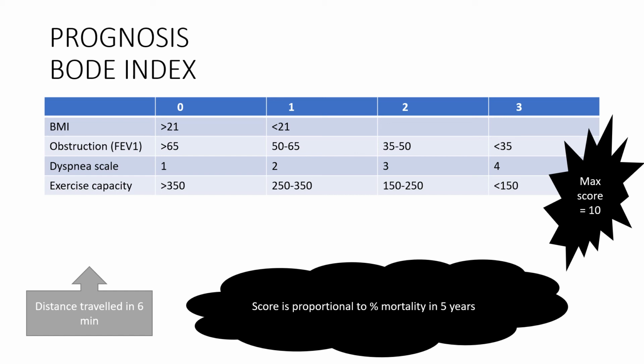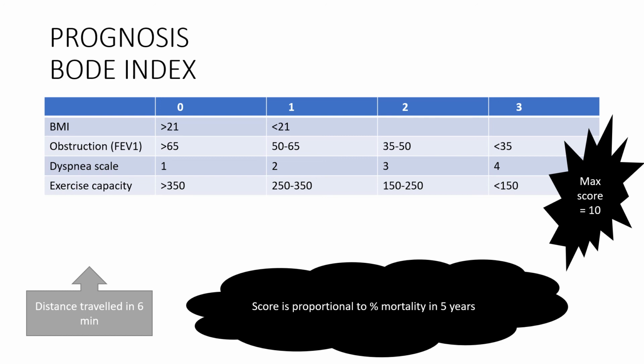For the obstruction, if it's more than 65% of the predicted value, it's very good, and we give them a 0 score. If it's less than 35, that is a bad score, and we give them the maximum 3 points. If it lies in between, that is grade 1 or 2. For the dyspnea MRC scale, we have already discussed. For the exercise capacity, we make the patient walk and we measure how many meters the patient can travel. If the patient can travel more than 350 meters within 6 minutes, that's very good, and we give them grade 0. According to this index, the maximum score that a patient can have is 10.